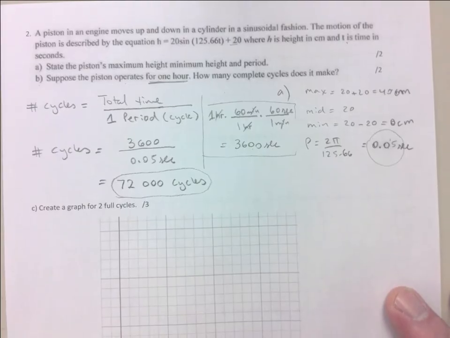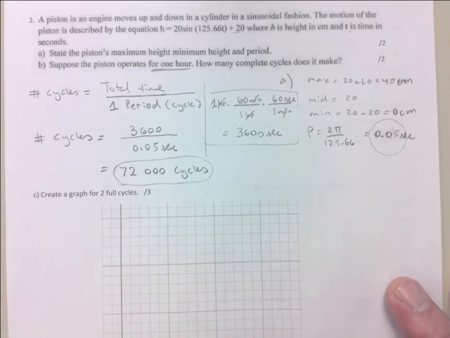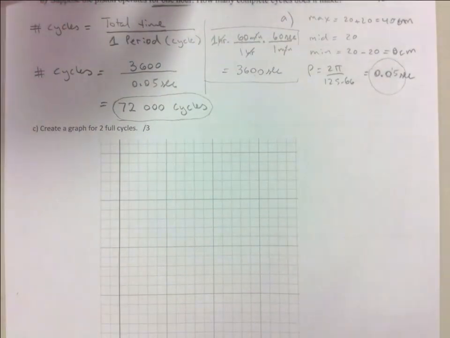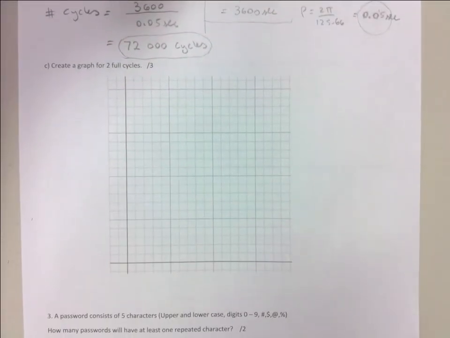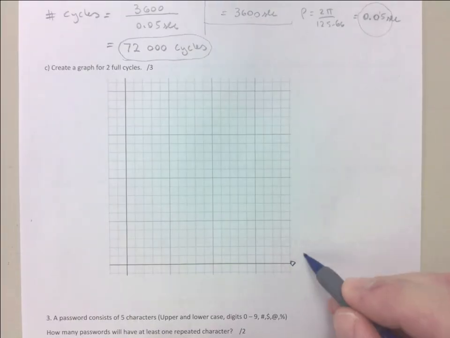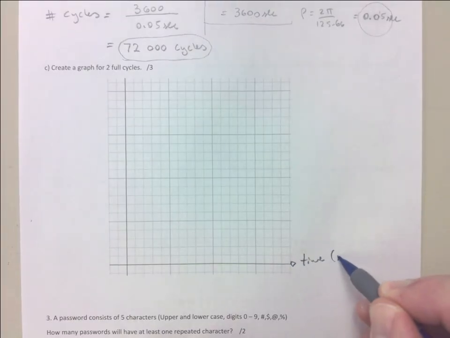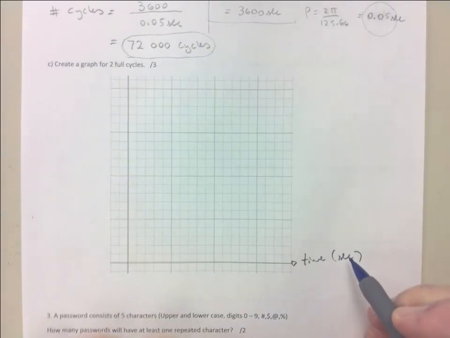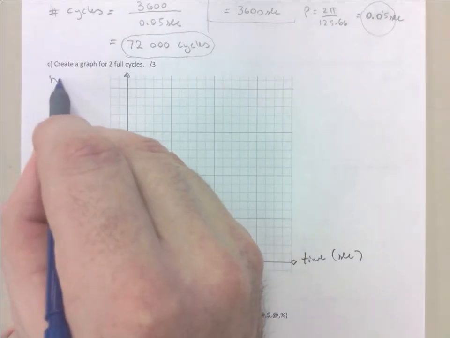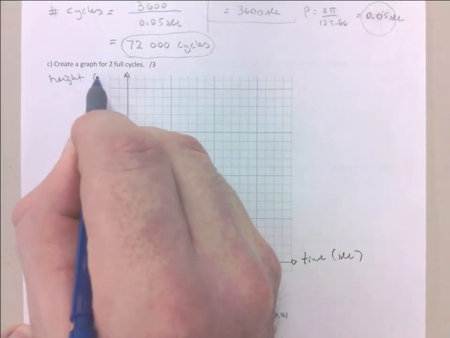Now, create a graph for 2 full cycles. This is where we get back to what we started off with. I taught you how to graph 2 cycles with the equation. So this is time in seconds. This is height in centimeters. Just label it somewhere.